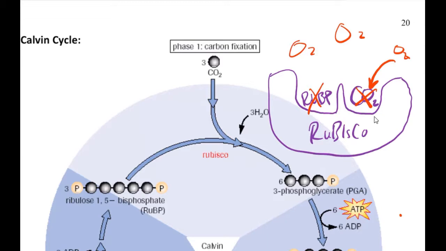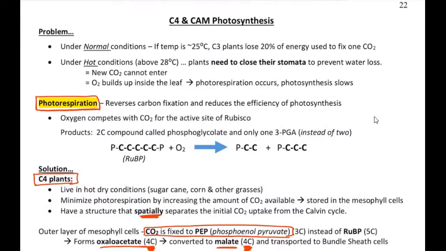So here's what it ends up doing. Here's your key idea: the oxygen competes with CO2. It is a competitive inhibitor, or at least competes for the active site of Rubisco. So we take our RuBP, which is our 5-carbon molecule. When the oxygen gets in there, I split it into a 2-carbon molecule and a 3-carbon molecule. This one's fine. This is still 3-PGA, but there's only one of them, not 2 of them.